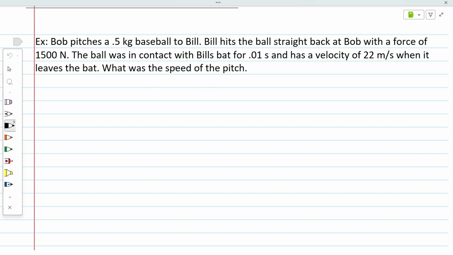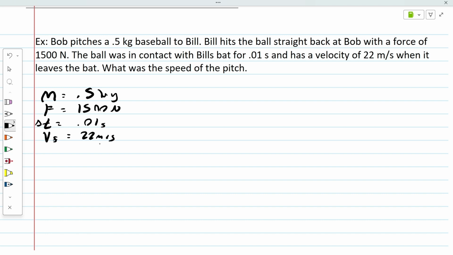Okay. So let's write out what we know. We know the mass of the ball, which is 0.5 kilograms. We know the force, which is 1,500 newtons. We know the change in time that it was in contact with the bat was 0.01 seconds. And we know the final velocity of the ball, which equals 22 meters per second.